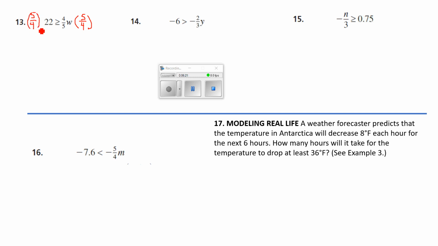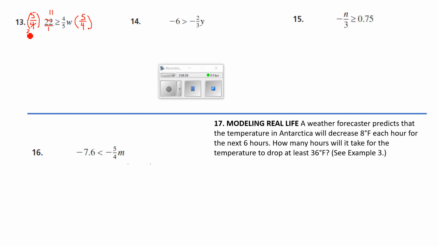And now I have 5 over 4 times 22. Don't forget, I can put a 1 underneath here. And now 4 goes into 22. Well, it doesn't go in there, does it? No. I can divide 4 and 22 by 2. 4 divided by 2 is 2. 22 divided by 2 is 11. And now I have 5 times 11, which is 55, divided by 2, right? 55 over 2 will be greater than or equal to w.